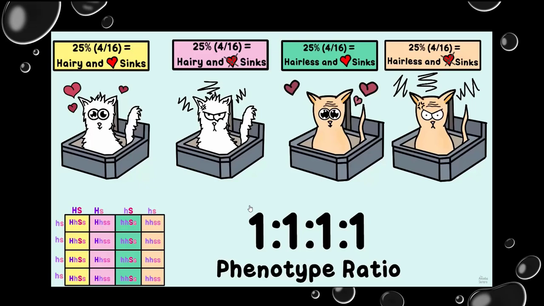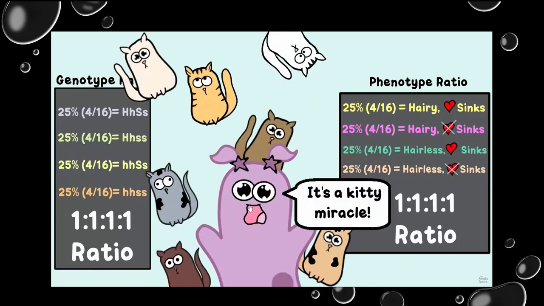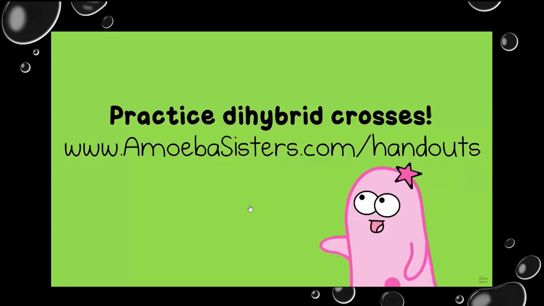Now, some big things to remember. In our example, the genotype and phenotype ratios happen to be the same. This does not always happen. The handout will give you an example of when it's not. Just remember the steps to setting up the problem correctly, and you'll be fine.